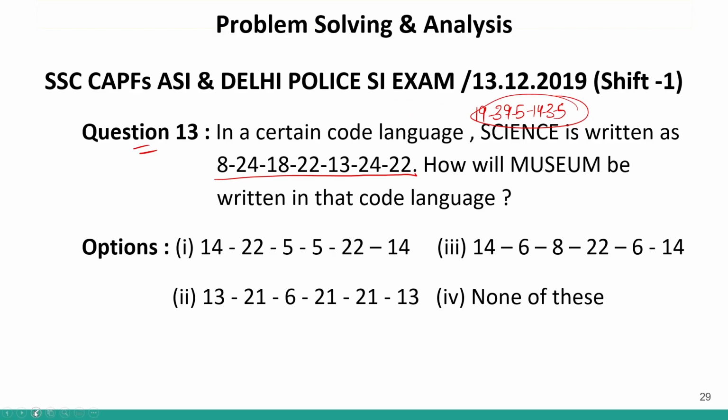So, if you remember, I told you a concept of opposite letters. We discussed a concept of opposite letters.